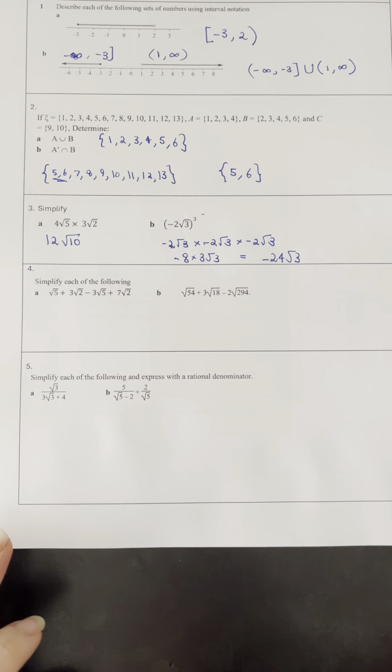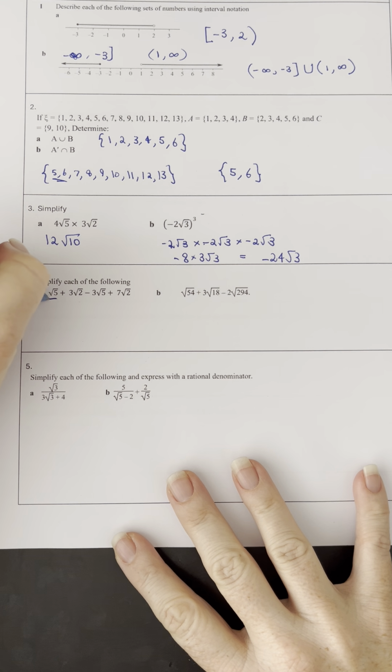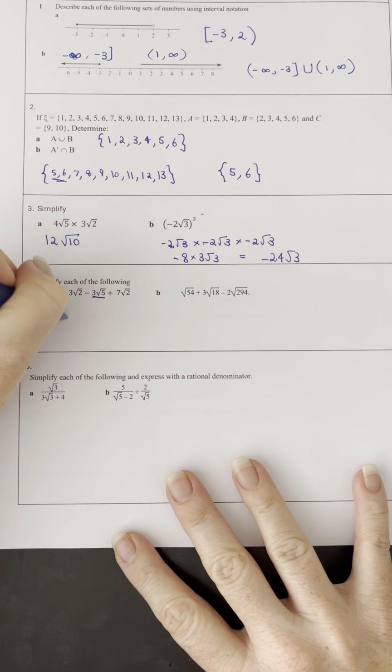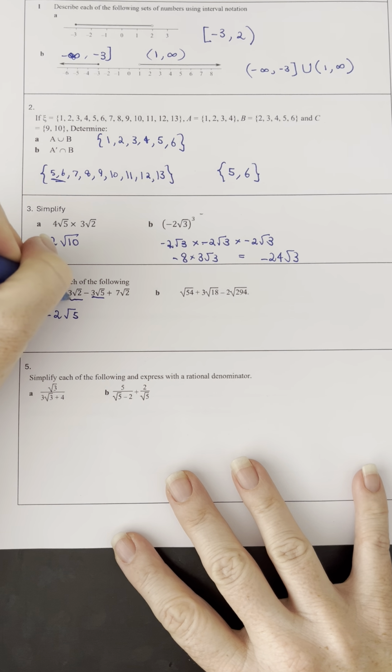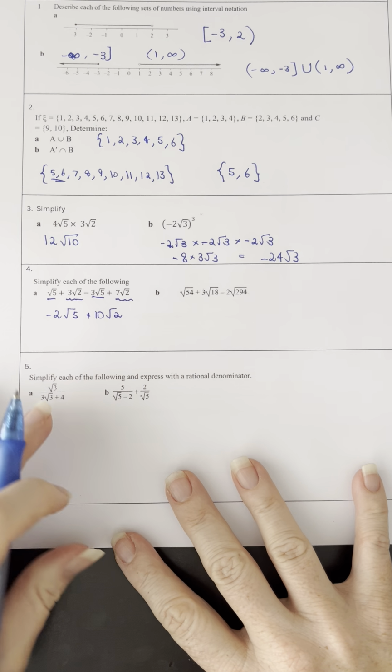Then for number 4, we're simplifying, so we're collecting our like terms. So here we've got √5, and then we've got -3√5. So overall that will be -2√5. Then we've got 3√2 plus 7√2 is 10√2.